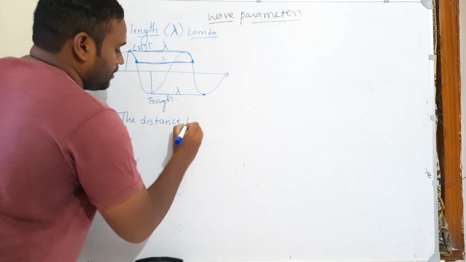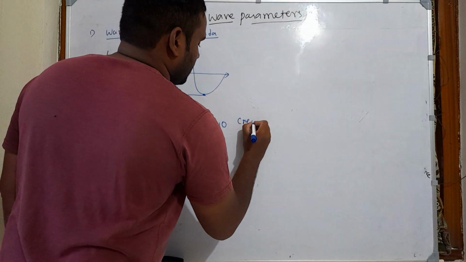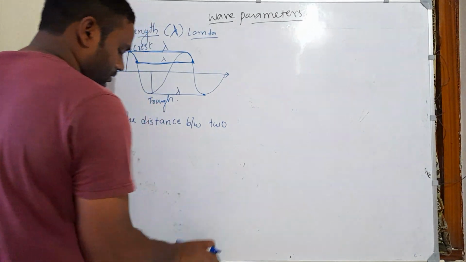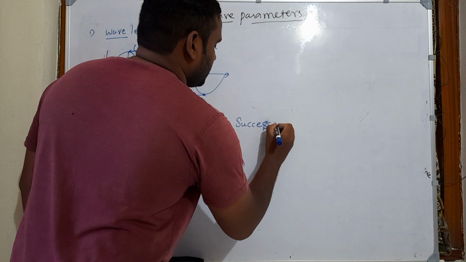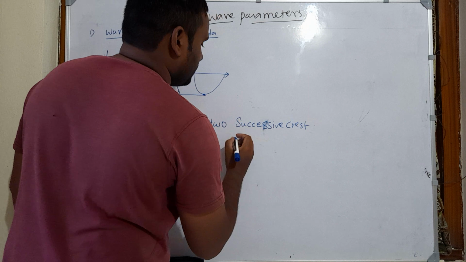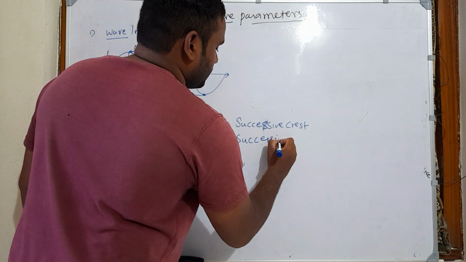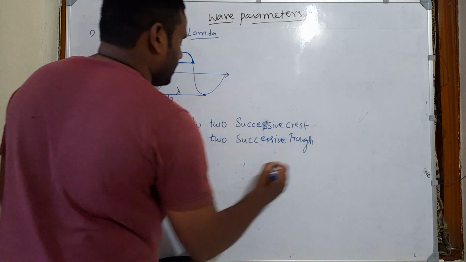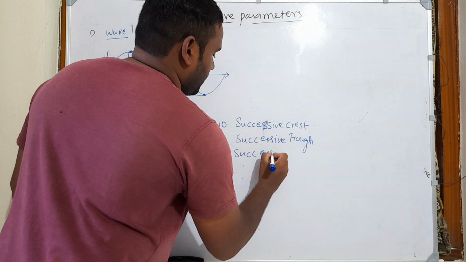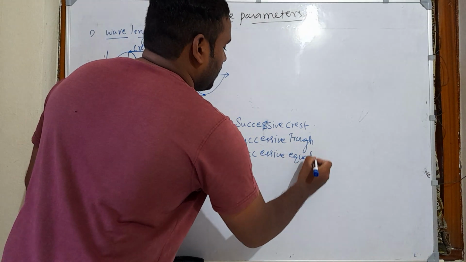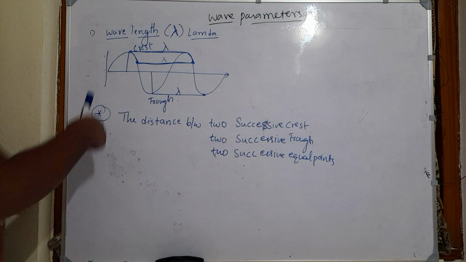The distance between two successive crests, or two successive troughs, or two successive equal points, that is called wavelength. The wavelength is indicated with the symbol lambda.